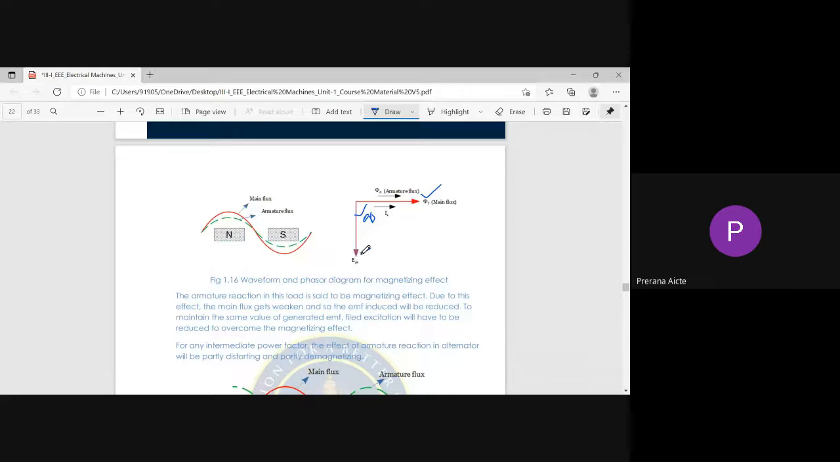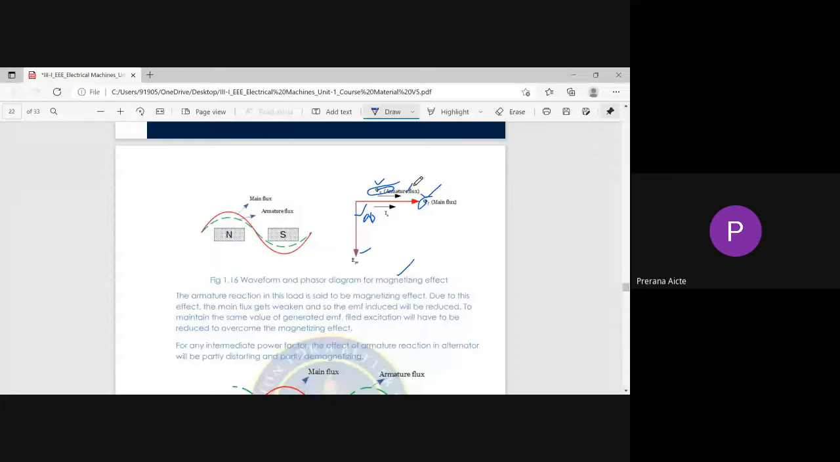When a pure capacitive load is connected across the armature terminals, this E phase voltage drives current to the load. This current again leads E phase by 90 degrees. Leading E phase by 90 degrees means automatically the phi A flux is in phase with the main field flux. Both fluxes are in the same direction. When both fluxes are in the same direction, the resultant flux developed in the air gap is maximum. It increases. There is a magnetization effect here.